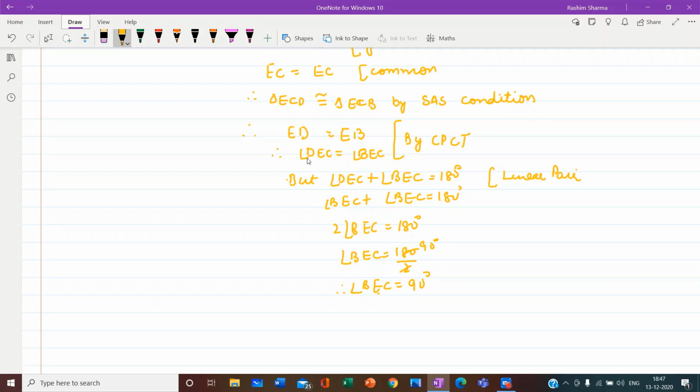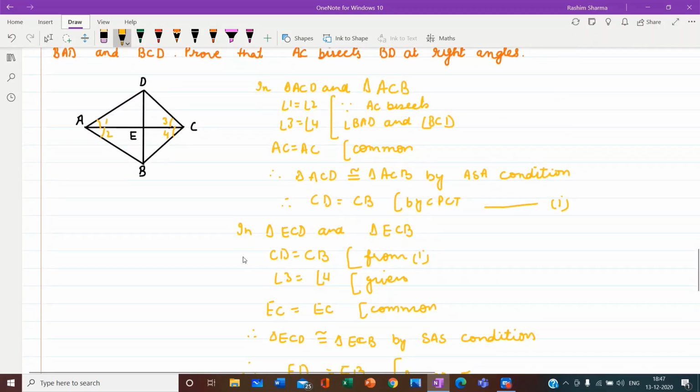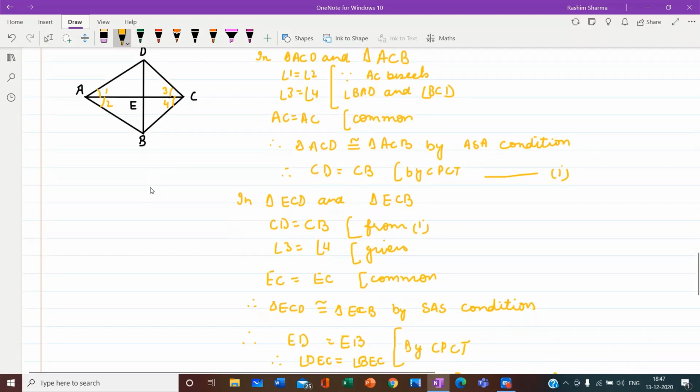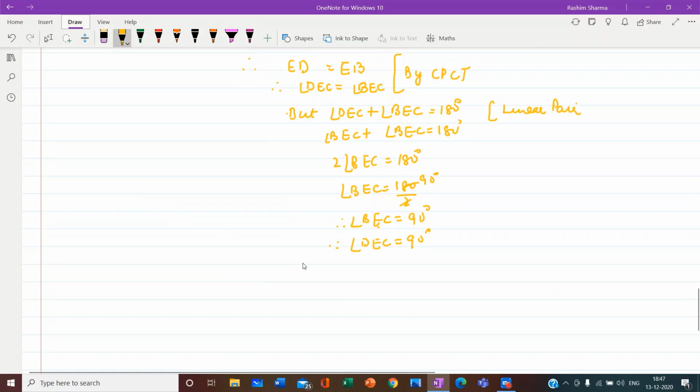If BEC is 90, it means it is equal to DEC. Therefore DEC is also 90 degree. So we have proved that these two angles are 90 degree, as well as this line DE is equal to EB. It means AC bisects line BD at right angle. Okay, so we can say here, therefore AC bisects BD at right angle. This is what we had to prove.